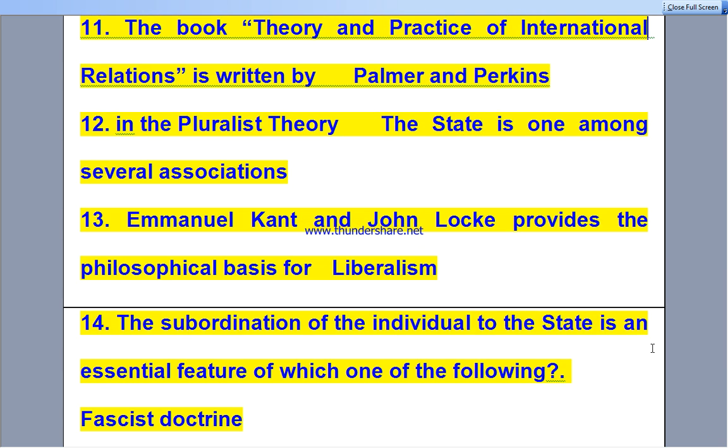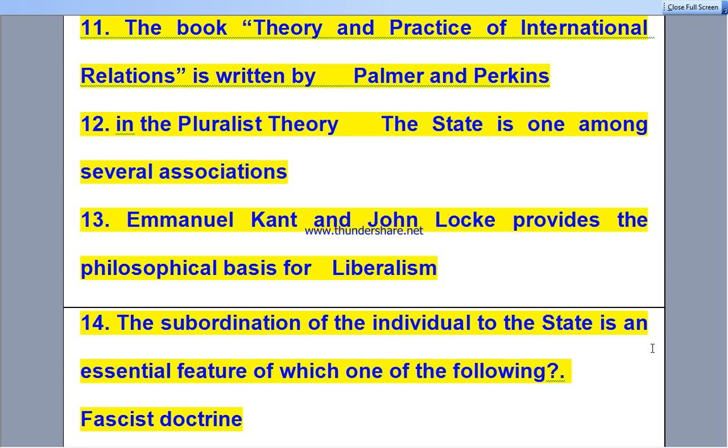The book Theory and Practice of International Relations is written by Palmer and Perkins. Number 12, in the pluralist theory, the state is the one among several associations. Number 13, Immanuel Kant and John Locke provide the philosophical basis for liberalism.